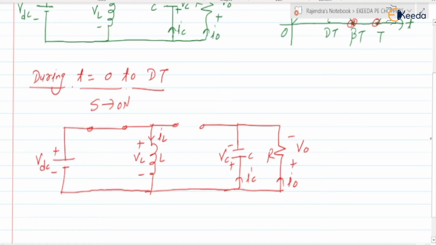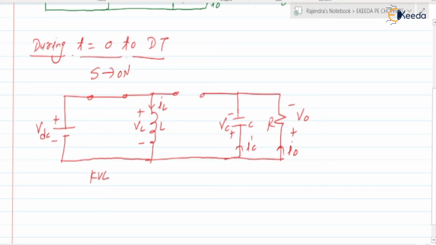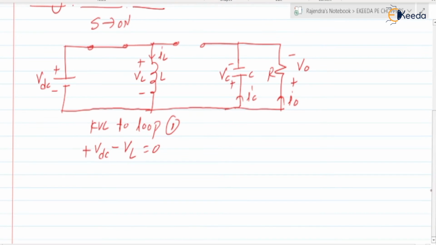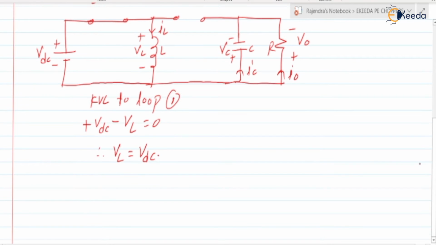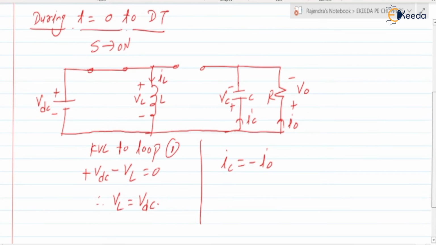Now, applying KVL to loop 1, we get plus VDC minus VL is equal to 0. Therefore VL is equal to VDC. Next, for the other loop, minus IC is equal to I0, or we can write IC is equal to minus I0. This is during 0 to DT.